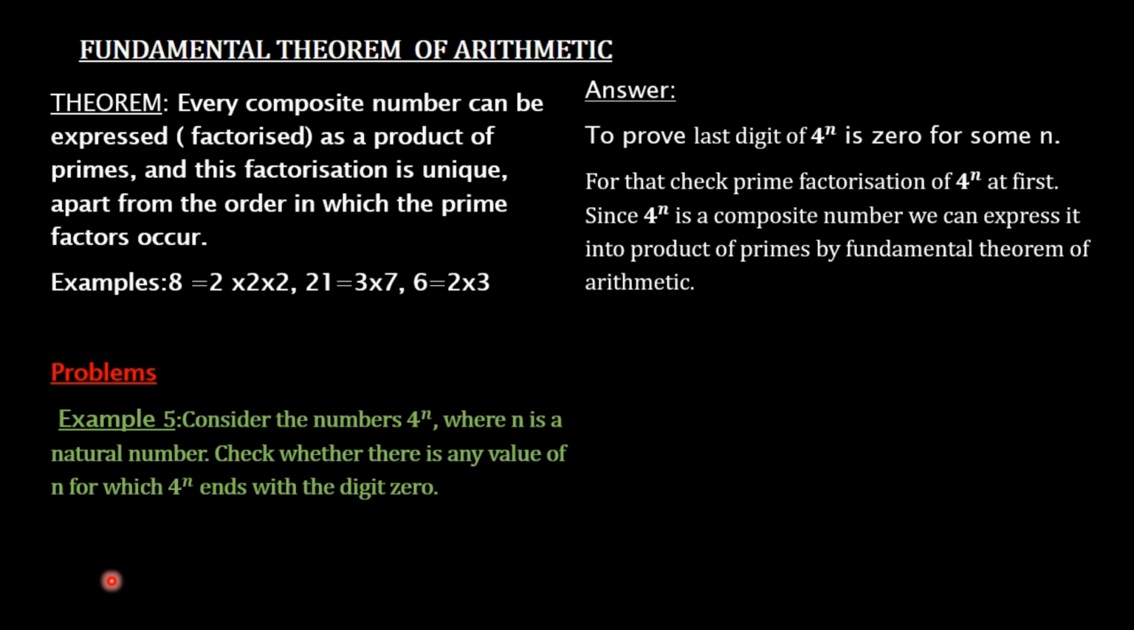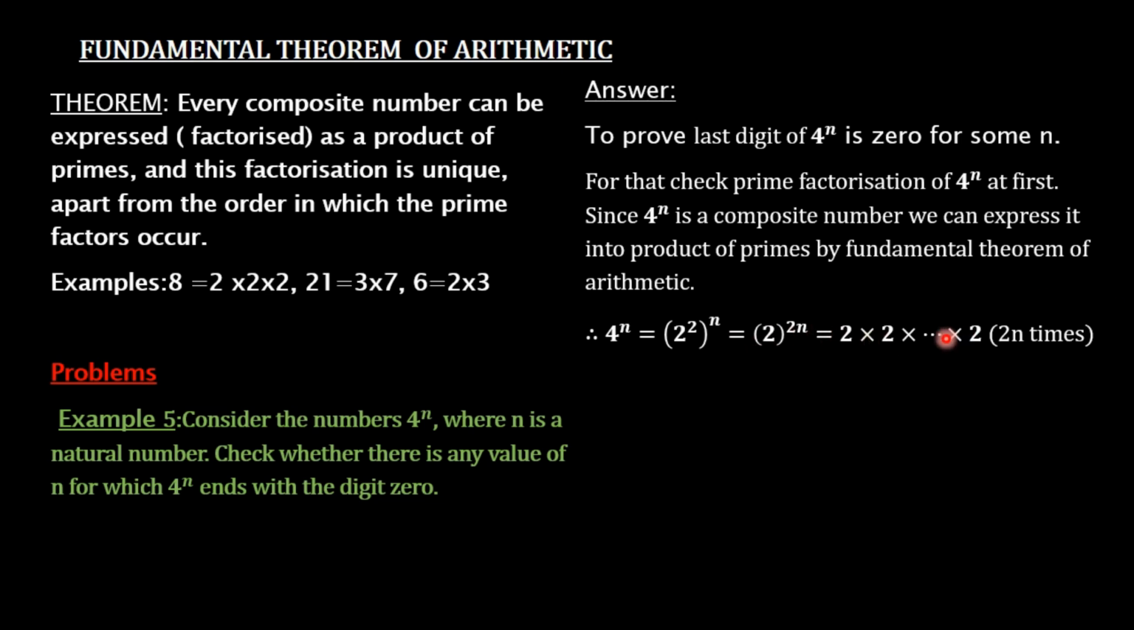So for that, at first check what is the prime factorization of 4 raised to n. You know that 4 equals 2 into 2. That is 4 raised to n equals 2 square raised to n, which is equal to 2 into 2 raised to n. That is, a raised to m whole raised to n is a raised to mn. By using that, we will get 4 raised to n equal to 2 raised to 2n, which is equal to 2 into 2 into 2, 2n times.